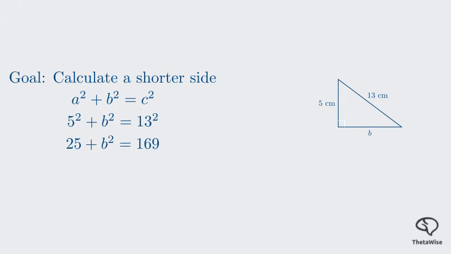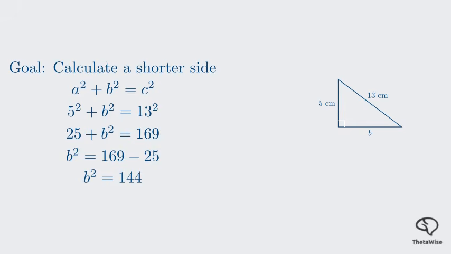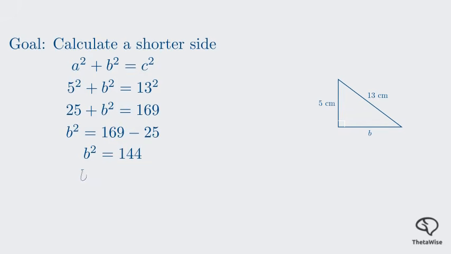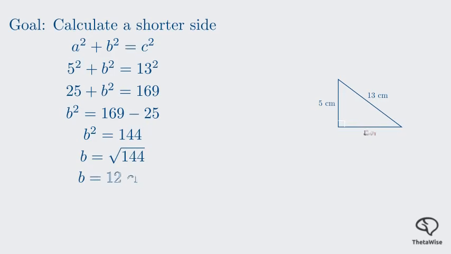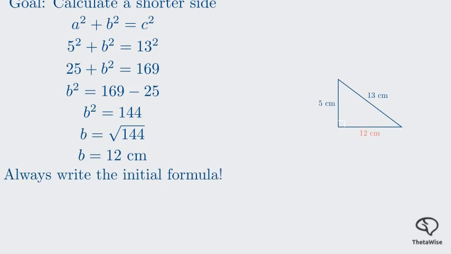Now we need to isolate B squared. To do this, we subtract 25 from both sides of the equation. So, B squared equals 144. Finally, take the square root of 144. B equals 12 centimeters. The missing side is 12 centimeters. By writing the initial formula, we could clearly see that we needed to subtract rather than add.